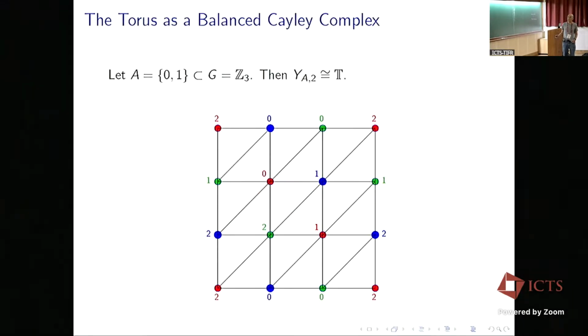Well, we do get interesting things. For example, we get the torus. If we take G to be Z_3, we take A to be {0, 1}, and so Y_A^2 would be the torus. So here I drew it. The color classes are the colors, right? So we have 0, 1, 2, 0, 1, 2, and the green one is 0, 1, 2. And you can see that this is a simplex because 0 plus 1 plus 2 is 0 in Z_3, so it belongs to A. On the other hand, 0 plus 1 plus 0 is 1, so it also belongs to A. So we get that torus. So you can get interesting things out of this construction.